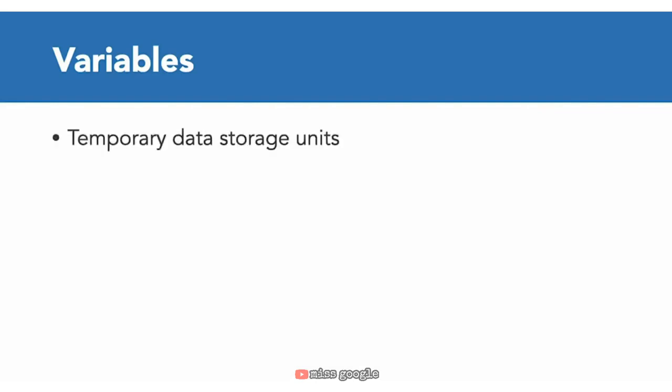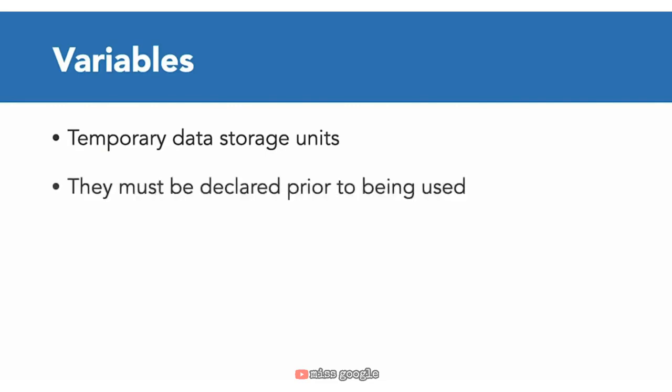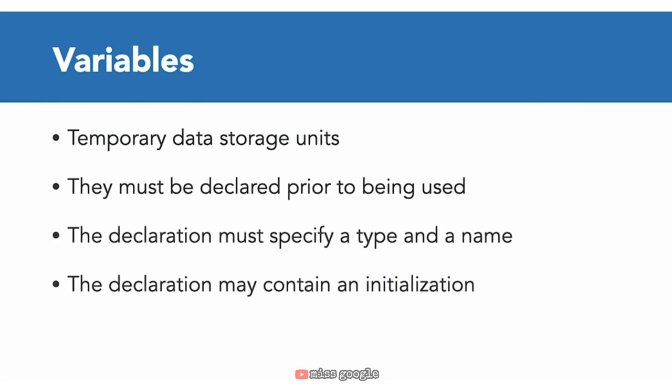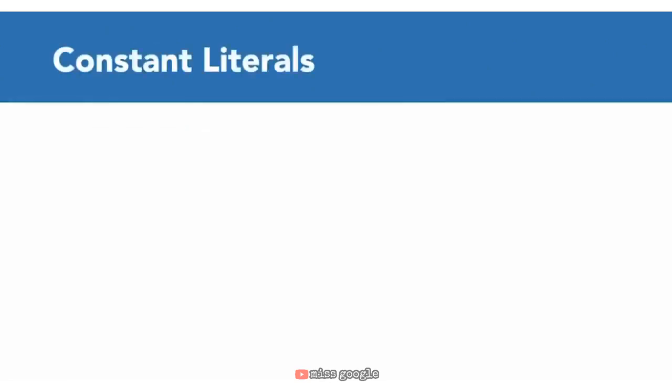Variables are temporary data storage units. They must be declared prior to being used. The declaration of a variable must specify a type and a name, and declarations may contain initializations. In your code, you'll have to assign values to your variables.